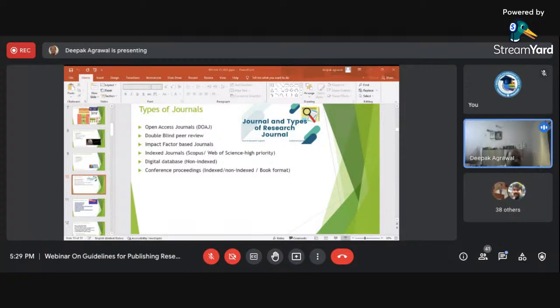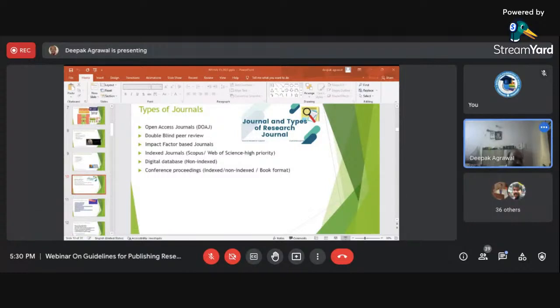The next type of journal is the digital database which is not indexed. You know that UGC has removed a large number of journals in the past couple of years, but still those journals are in existence. So again, you can publish your paper in such a database, but as per the UGC norm, you will get a score of 5 points only.